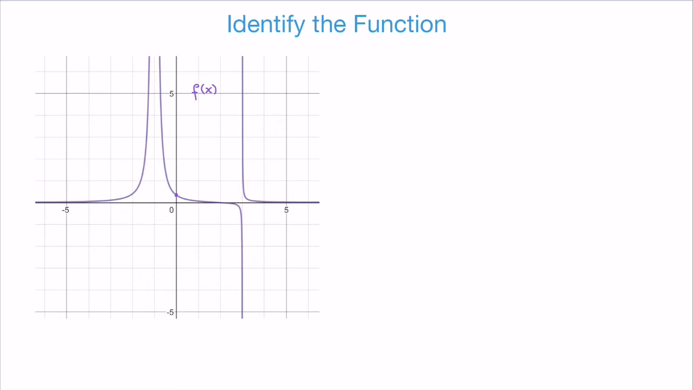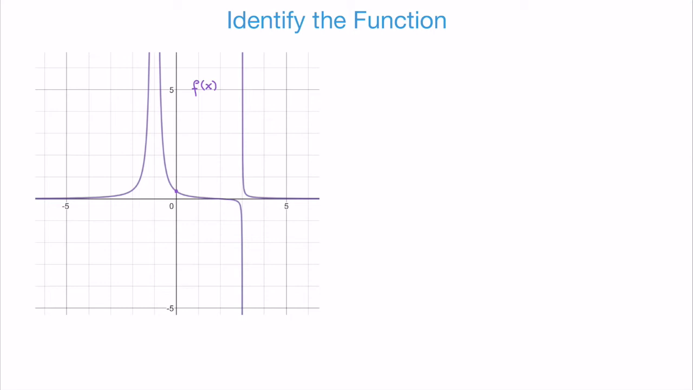Identify the function f of x. We start the same way. f of x equals a number, stretch or compression, times a quotient. For the numerator, go to the x-intercept, which is at 2, corresponding factor x minus 2. For the denominator, we see the asymptotes. One is here at -1, corresponding factor x plus 1. The other asymptote we have is here at 3, corresponding factor x minus 3.